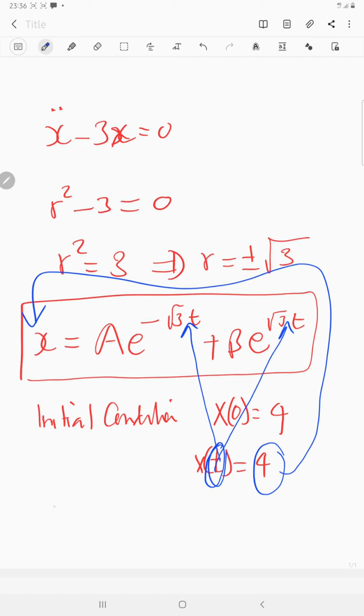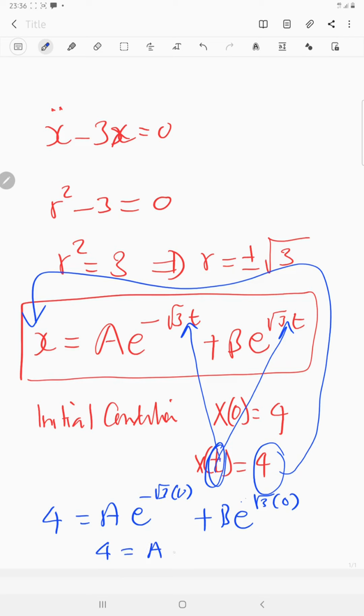For this one, it would have been 4 is equal to a e to the negative square root of 3 times 0, plus beta e to the square root of 3 times 0. And then you solve this one. In this case, 4 is equal to a, because this one cancels to become 1, plus b.